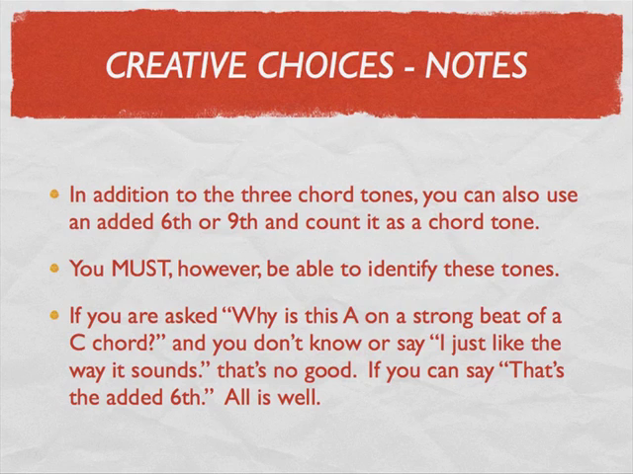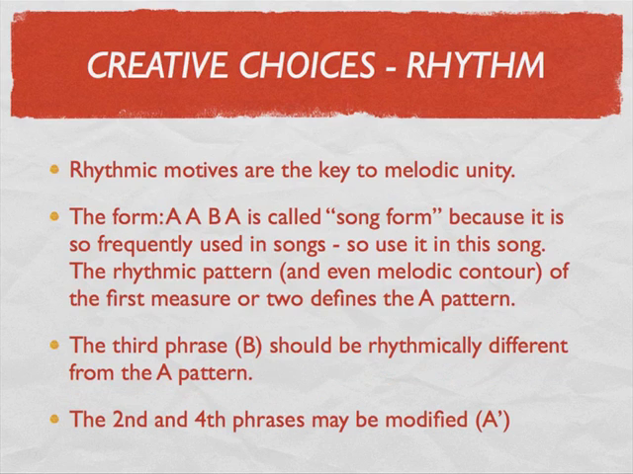So if you have a D in the melody on a strong beat and you have a C chord harmony, then you need to be able to say, well, that D is the 9th of the chord. You don't have to list it as a C9 chord, you just put it as a C chord, but you can have that extra added 6th or added 9th as long as you realize that's what you're doing.